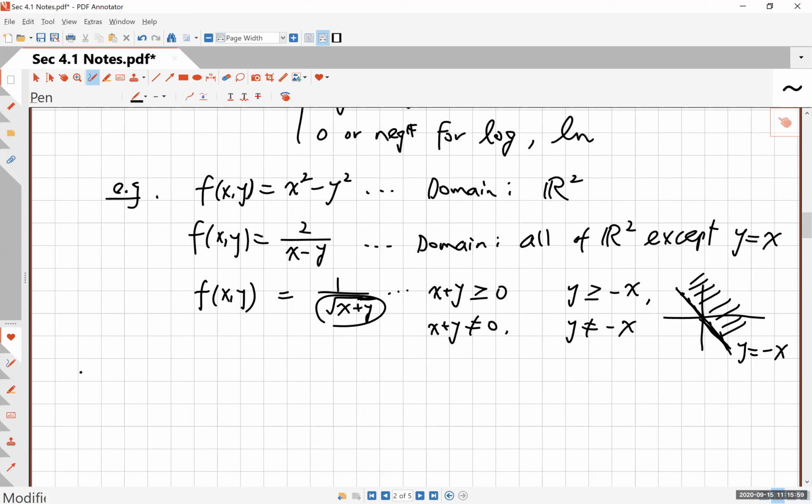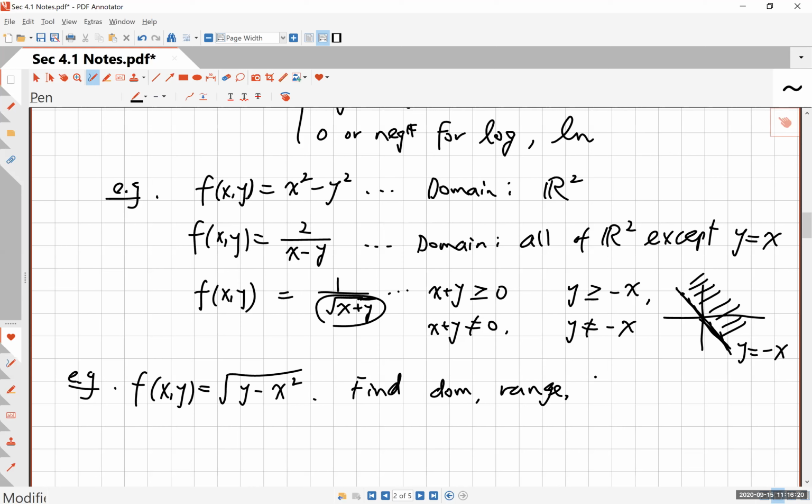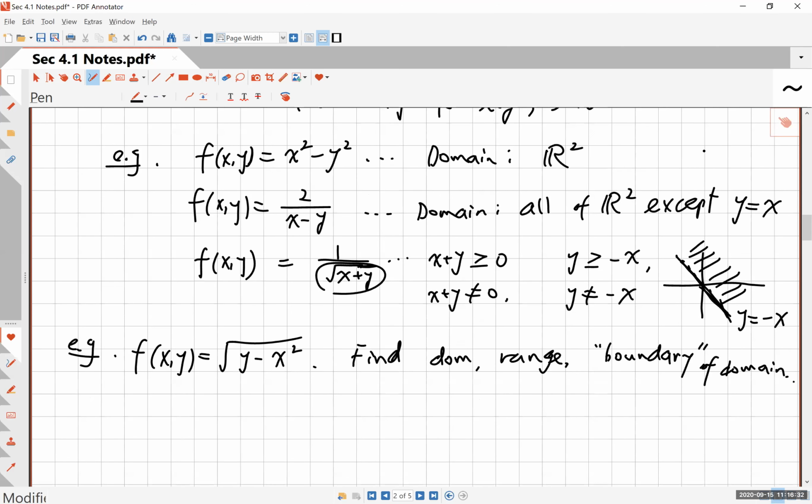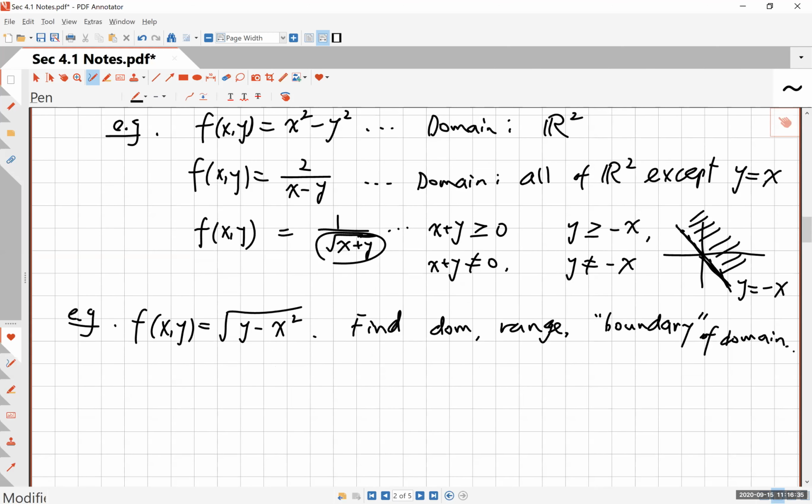Okay, so let's go into an example here. I am going to give you a function, the square root of y minus x squared. I want you to find the domain, the range, I think you can find it, okay? And then we'll talk about the boundary. This is a sort of new concept, the boundary of the domain. All right, and then you may want to graph this function here too. Well, I don't know, it may be hard. All right, see if you can find the domain, the range, and the boundary of the domain, and then we'll come back.